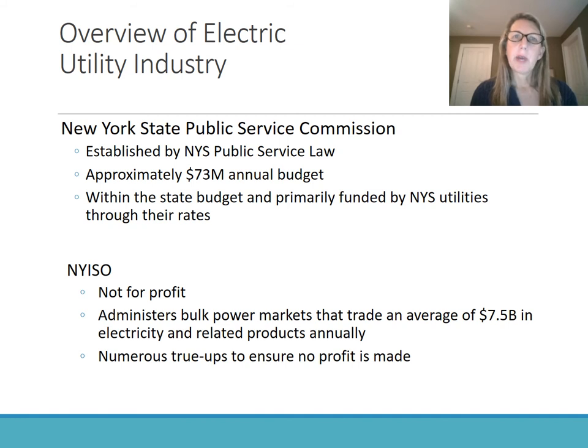In the next few slides, I want to make sure that I introduce each of the industry participants and describe how the money flows. So the first participant is the New York State Public Service Commission. They're established by New York State Public Service Law. They have approximately a $73 million annual budget recently. They are within the state budget, and they are primarily funded by the New York State utilities through their rates. The NYISO is another not-for-profit organization. They administer the bulk power markets that trade on average $7.5 billion in electricity-related products annually. There are numerous true-ups to ensure that no profit is made by the NYISO.